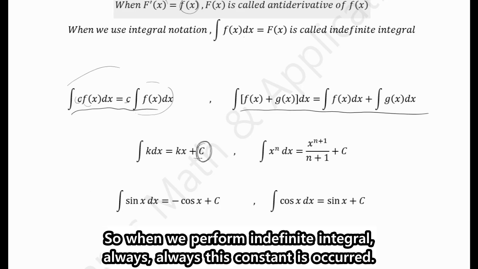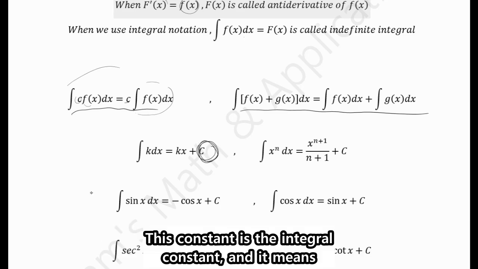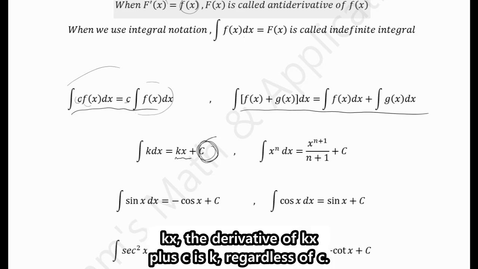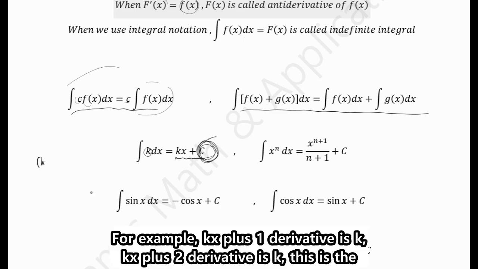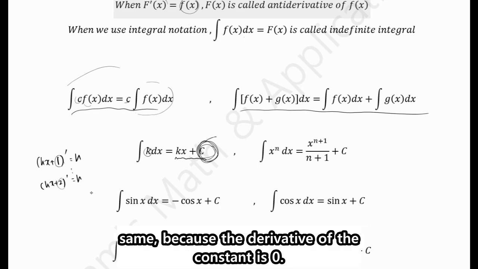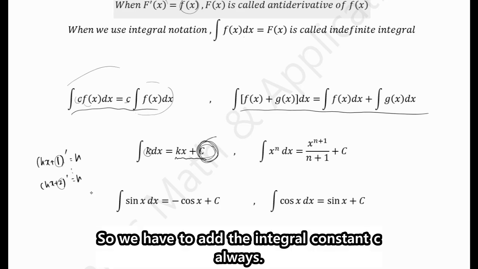So when we perform an indefinite integral, this constant always occurs. This constant is the integral constant, and it means the derivative of kx plus C is k, regardless of C. For example, the derivative of kx plus 1 is k, and the derivative of kx plus 2 is k. This is the same because the derivative of a constant is 0. So we always have to add the integral constant C.